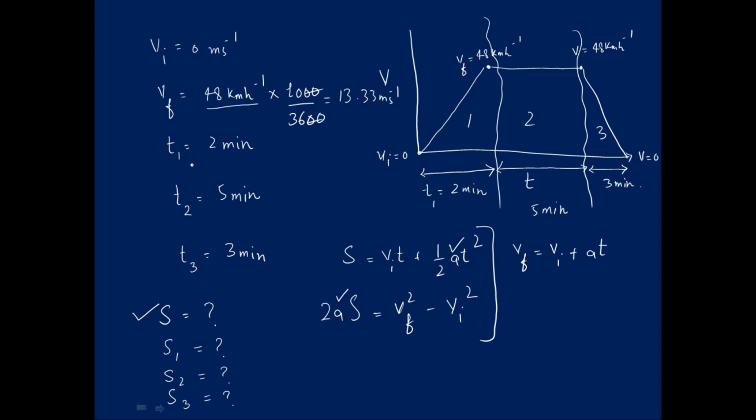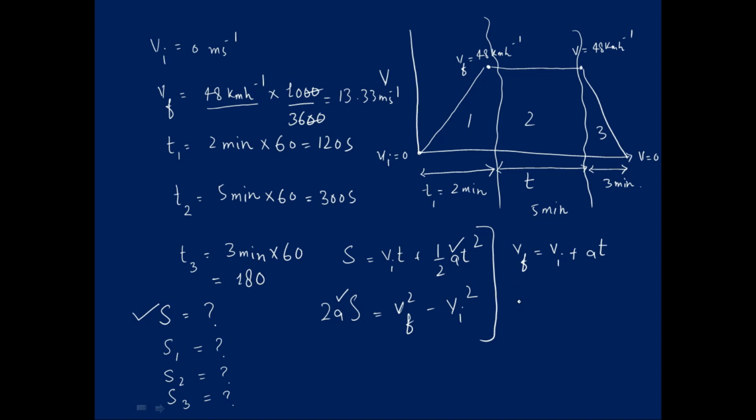Now we know the time also in the minute. It is also not the SI units. To convert the minutes into the second, which is the SI units, multiply this time with 60, this with 60 also, and this also. T1 comes to 120 seconds, T2 is equal to 300 seconds, and T3 is equal to 180 seconds.